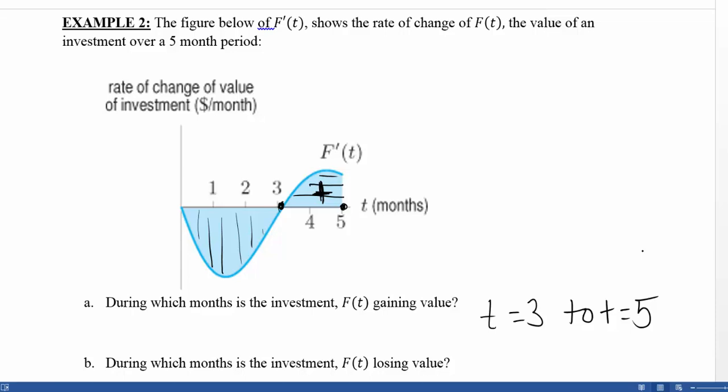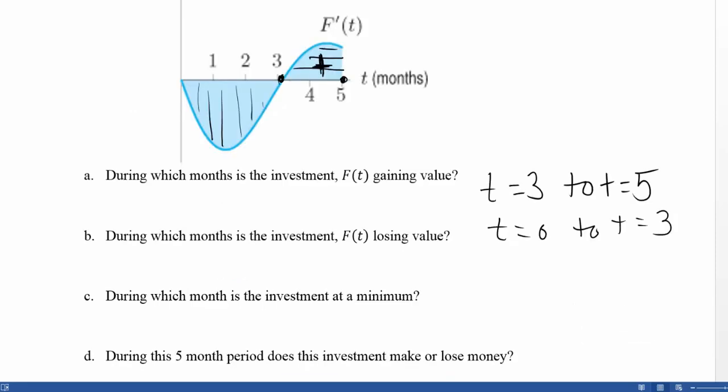Now for part B, we want to know during which months the investment is losing value. Again, I'm interested in where I have negative area because that tells me where my original function is decreasing. So that happens from time equals 0 to time equals 3. And again, I know that because I can see that the area is below the x-axis. There are 2 more questions.